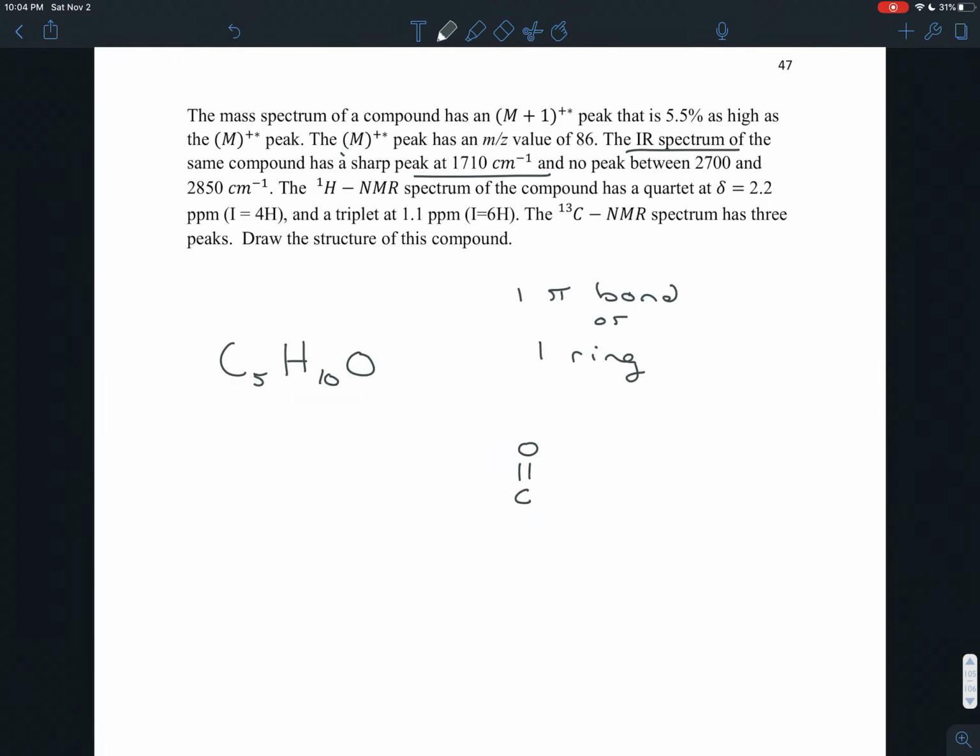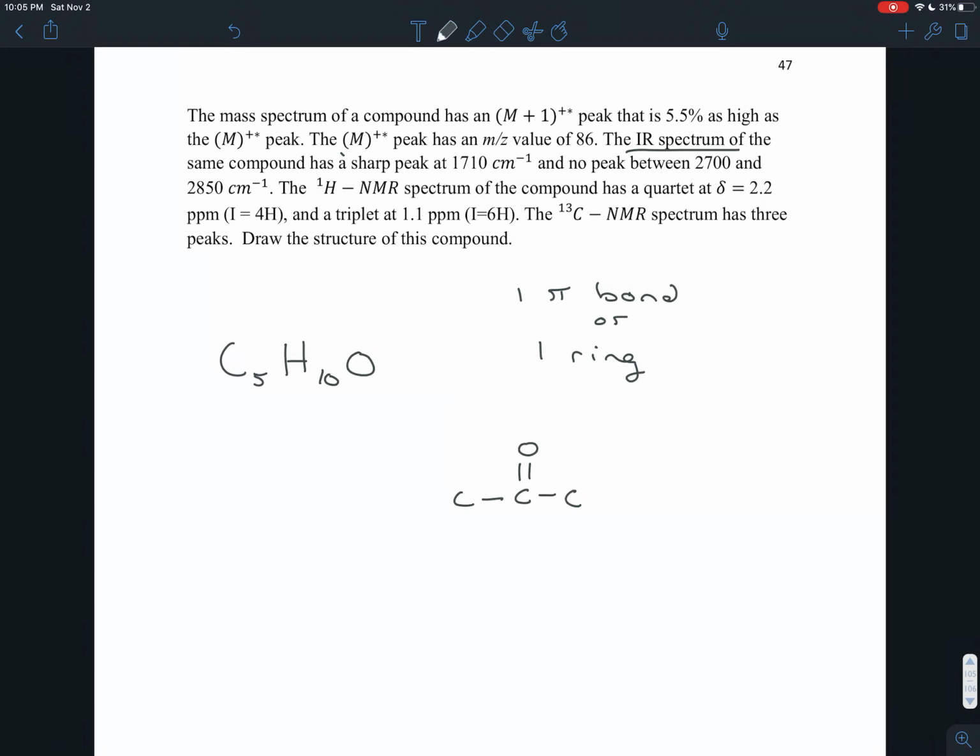The next thing we see is that we have no peak between 2700 and 2850. That's the range where a carbonyl carbon to hydrogen bond would absorb. Because we don't have that, we don't have that bond. In other words, this must be a ketone. If you have a peak in this range, then you have an aldehyde, and if you don't, then it's a ketone. That's if it's combined with a sharp peak around 1700.